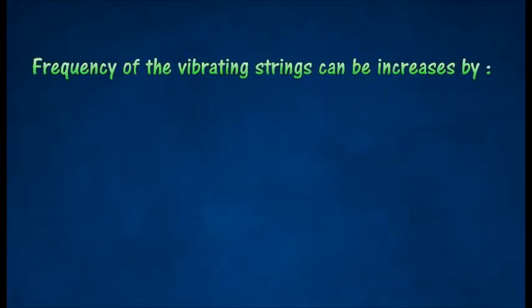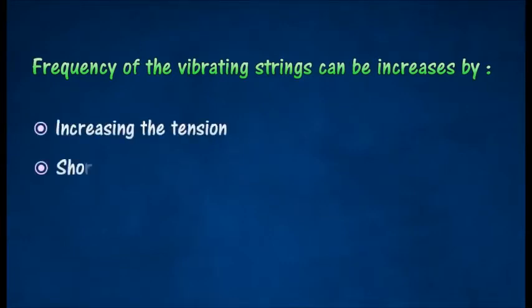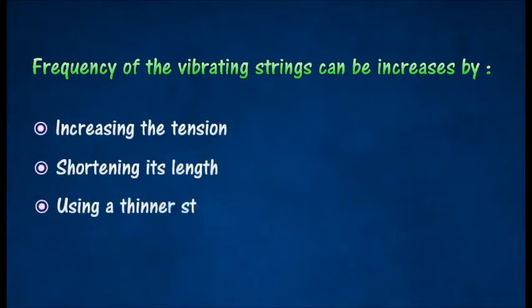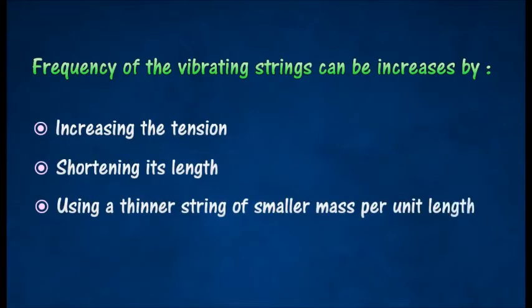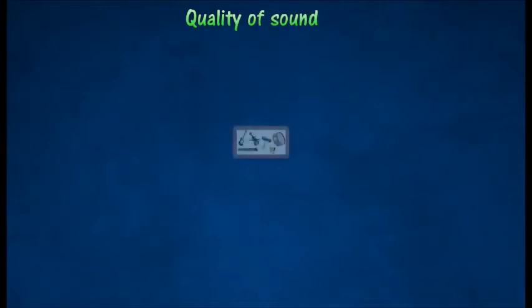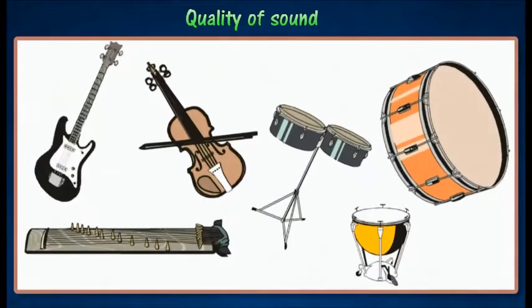To produce a note of higher pitch, the frequency of the vibrating strings can be increased by increasing the tension, shortening its length, and using a thinner string of smaller mass per unit length. Most musical instruments have a way of changing the frequency of the sound waves they produce.